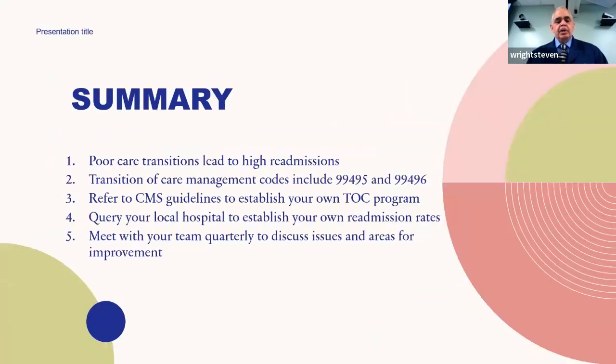So in summary, poor transition of care leads to high readmissions. Transition of care management codes include the 99495 and 99496. Refer to the CMS guidelines to help establish your own program or get ideas about improvement of your program. Query your local hospital about the establishment of readmission rates, and meet with your team quarterly to discuss issues and areas for improvement.